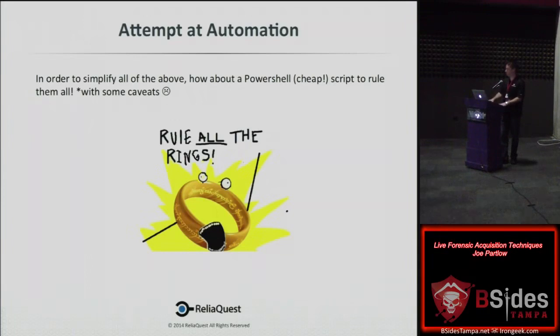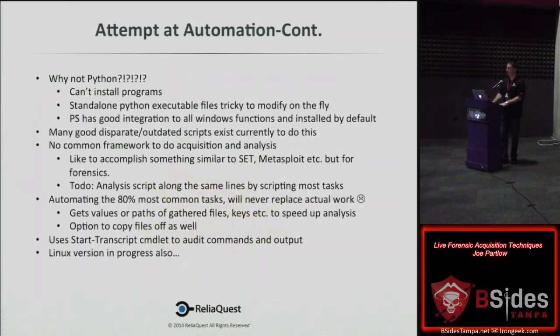Like I said, there are some caveats though. Attempting this automation, the first question I always get is, why not do it in Python or Ruby or whatever the programming language is? You don't want to install programs, and that includes a compiler. Sure, you can do a standalone Python executable, but if you have to modify that on the fly, it makes that very hard to do. If you've got it honed down where you've got a specific instance, that may be an option. But PowerShell has good integration with all the Windows functions. Most of the stuff you can do in one, you can do in the other. So it's really not a hardcore preference, but PowerShell's there.